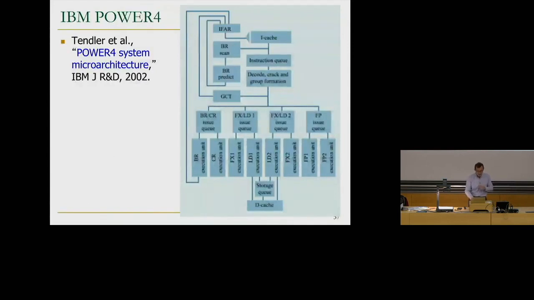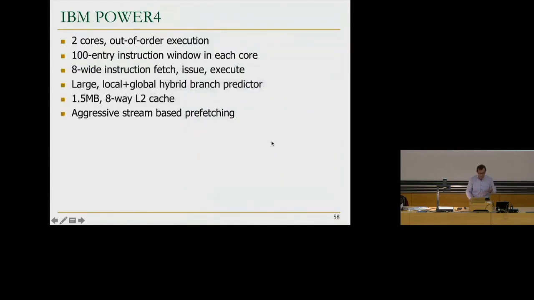This is IBM Power 4. It's also relatively old, but it's very similar again. And again, I'm not going to go through this in detail. IBM Power 4 was one of the first multi-core machines, actually. But each core had out-of-order execution and had a 100-entry instruction window. And it was an 8-wide superscalar machine. It was able to fetch, decode and execute 8 instructions per cycle. We're going to get to superscalar execution later. And it had a hybrid branch predictor, which we're going to cover later on.